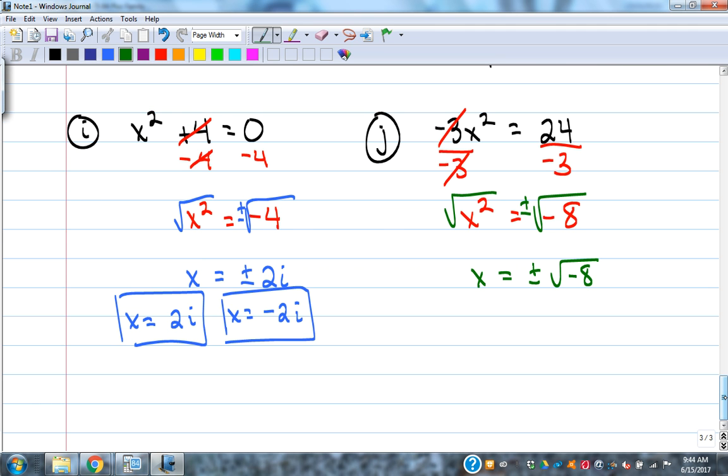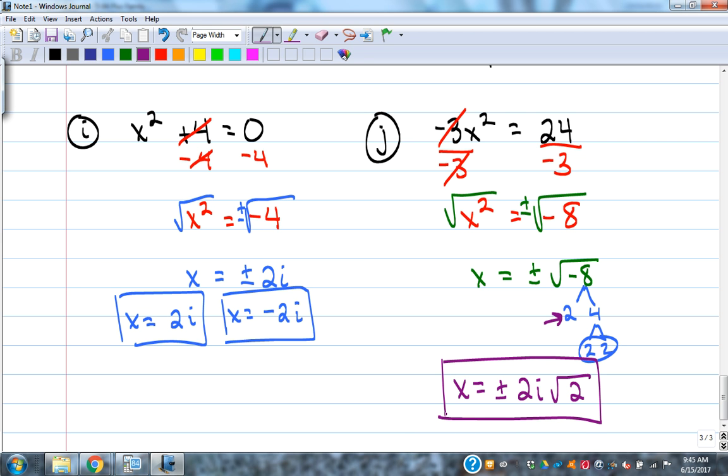And then we need to break down the square root of negative 8. We know 8 is 4 times 2. We got a pair of 2's and a 2 left over. But because it was a negative 8, what else comes outside? The i. And then there's that 2. That 2 right there is the one left on the inside. So we have plus or minus 2i radical 2. So one answer is positive 2i radical 2. The other answer is negative 2i radical 2.